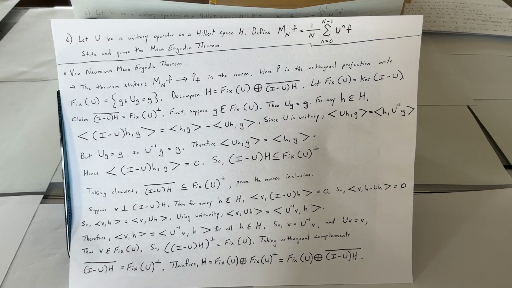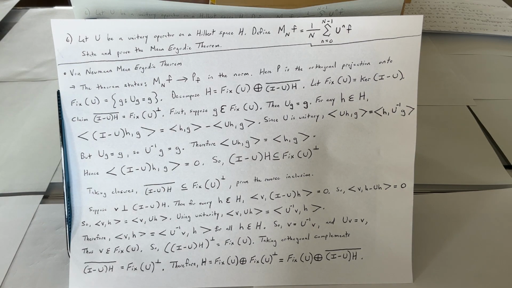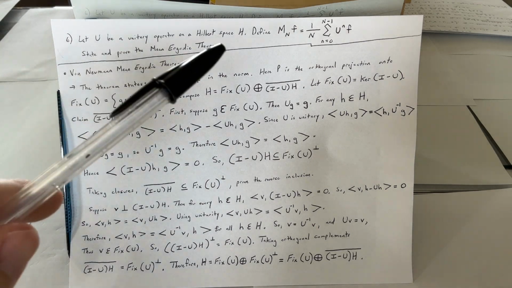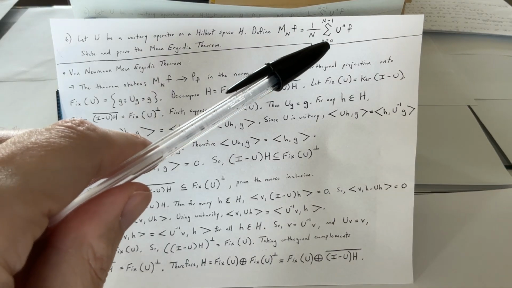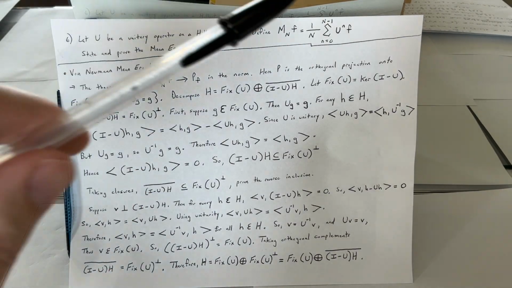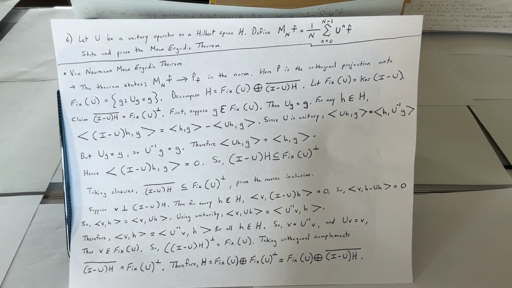Okay, so here's part 2 of the ergodic theory practice final exam. Number 6: let U be a unitary operator on the Hilbert space H. Define M sub n f equals 1 over n times the sum from n equals 0 to n minus 1 of U to the n f. State and prove the mean ergodic theorem.